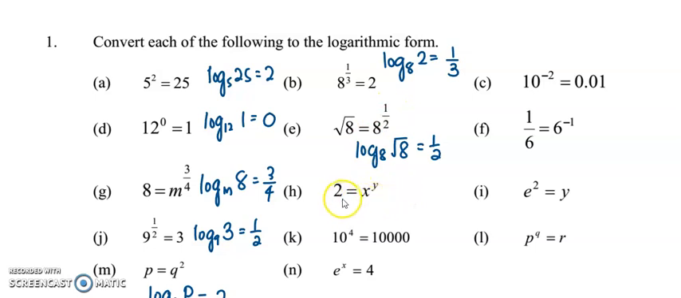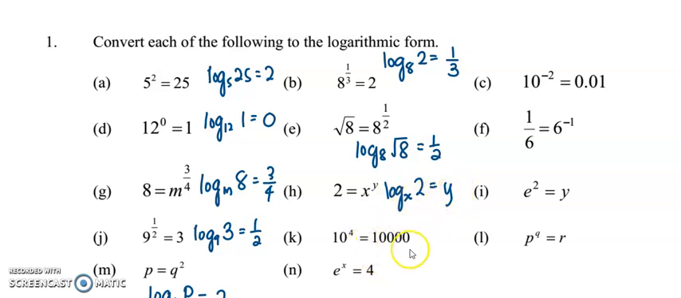Alright, followed by 2 equals x power of y. So x power of y is in the index form. So I will take the base of the index and put it as the base of the log, and then the 2 I will put it here. The power of the index, I will put it as the answer for the log. Log 2 base x equals y.